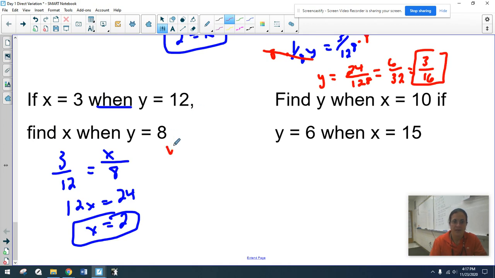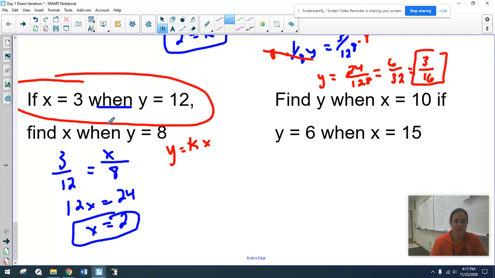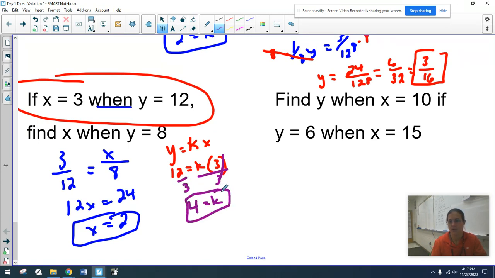Okay, let's go back to our direct variation equation and pick a pair. So my y is 12. My x is 3. And if I just divide both sides by 3, that will give me my constant of variation. So k is 4.